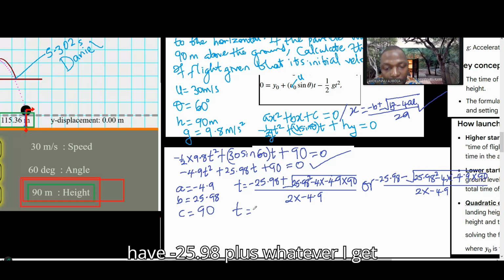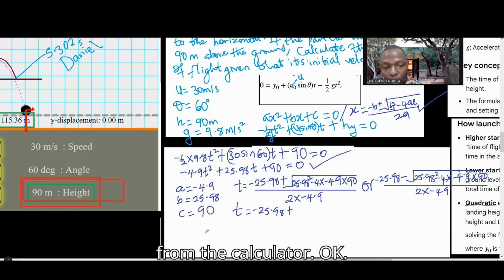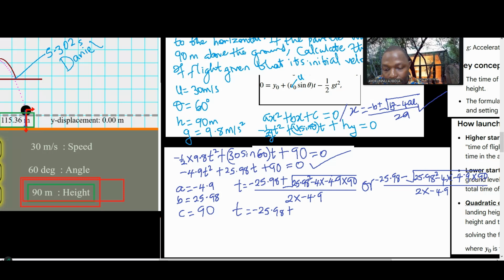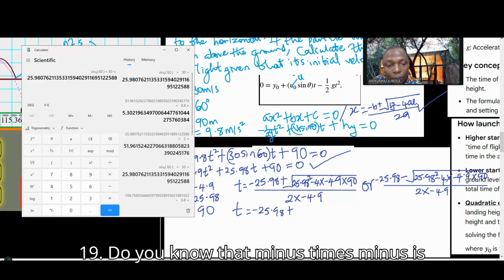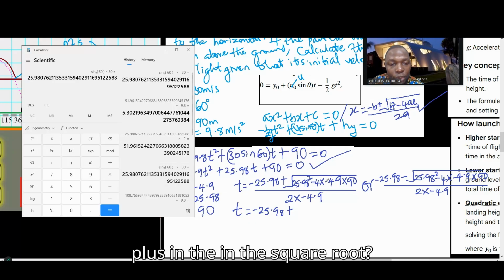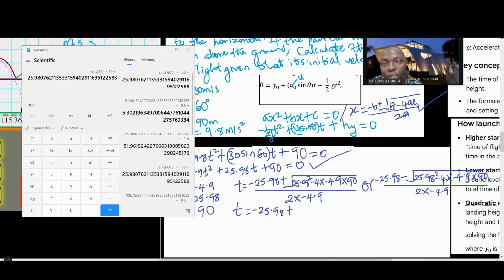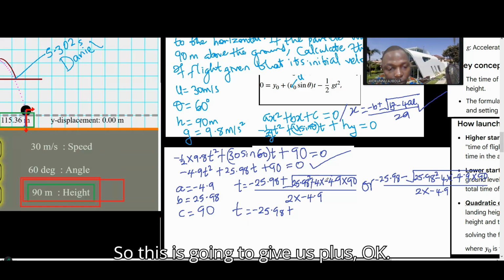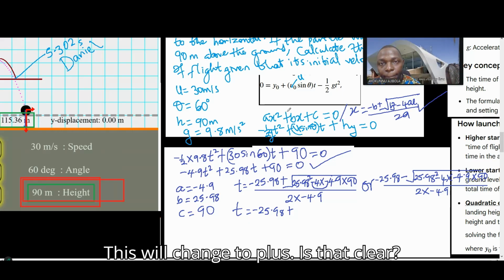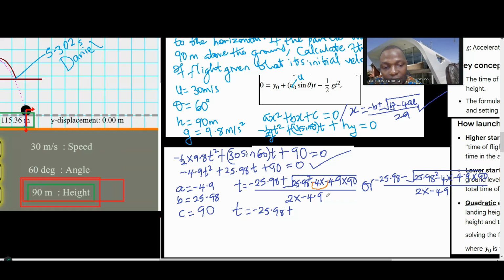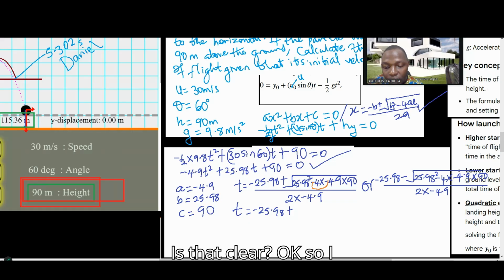Now I'll pick up a calculator and try to do some stuff there. So I have minus 25.98 plus whatever I get from the calculator, okay? Can you hear me? Yes, sir. So I have 90. Do you know that minus times minus is plus in the square root? Yes, sir. So this is going to give us plus, okay? This will change to plus. Is that clear? Yes, sir.